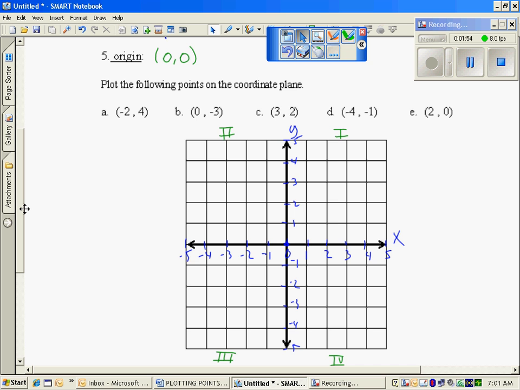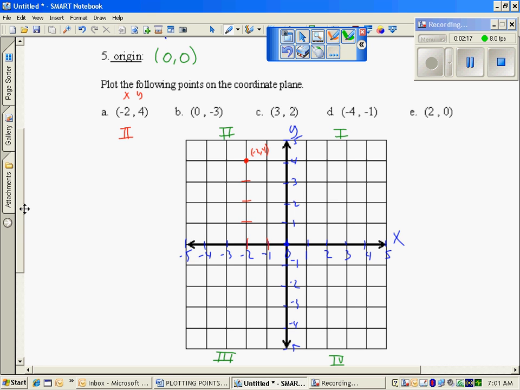So we're going to follow these directions, and you have to take note that x always comes before y in your directions. So I need to go -2 on the x-axis, which moves me to the left, and up 4. This is the location of the point (-2, 4). I also like to know which quadrant it is, and it's in quadrant 2.